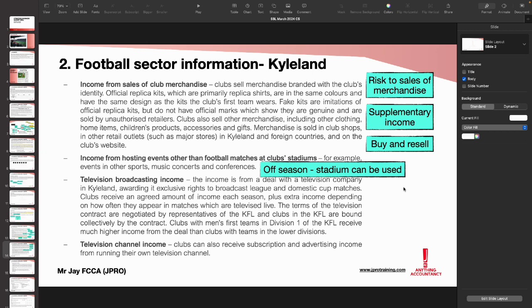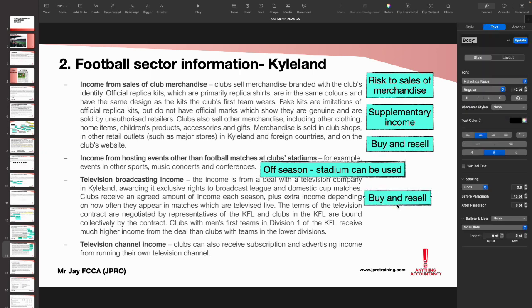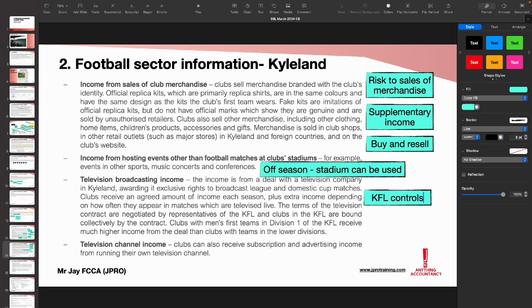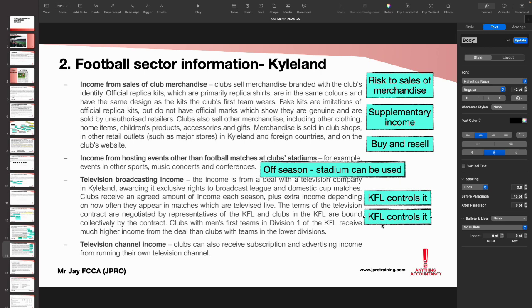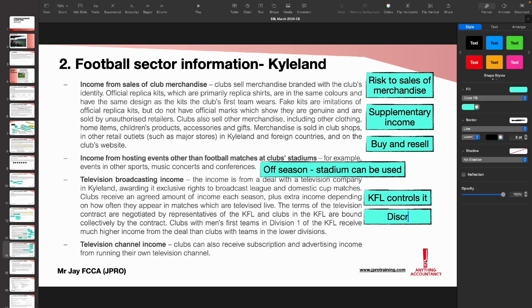Clubs with the men's first team in Division 1 of the KFL receive a higher income from the deal than clubs with teams in lower divisions. So maybe this is done by, remember, this is controlled by the KFL. So this is a discriminatory income share. You just have to be aware it's a discrimination. Clubs in Division 1 get a higher income. Clubs in Division 2 get lower income.